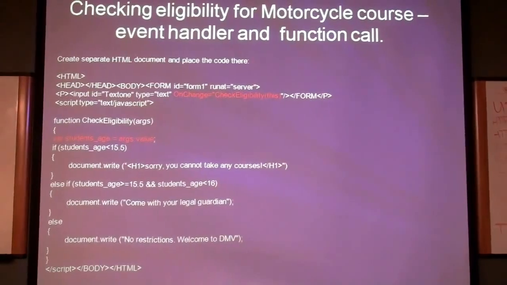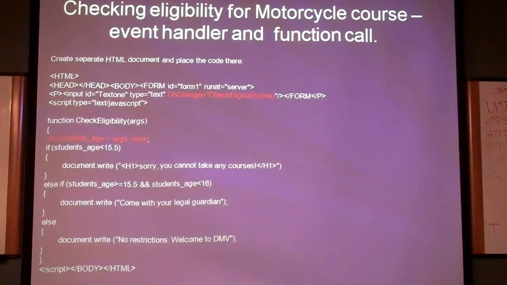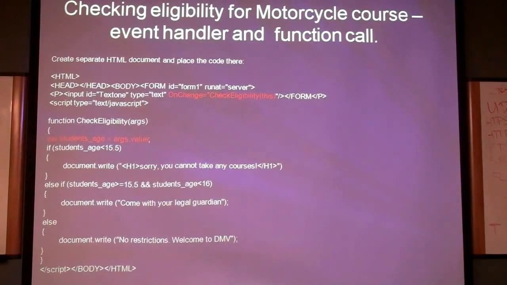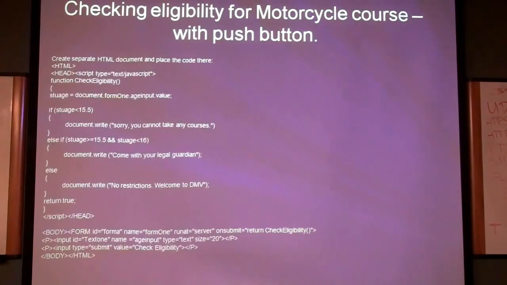We like to capture that situation and check the value for the age provided, and based on that value, we may do different actions. For example, you're allowed to take the motorcycle classes, or on the other hand, no, depending on the value of the age. And this is the final version of the code which we created.